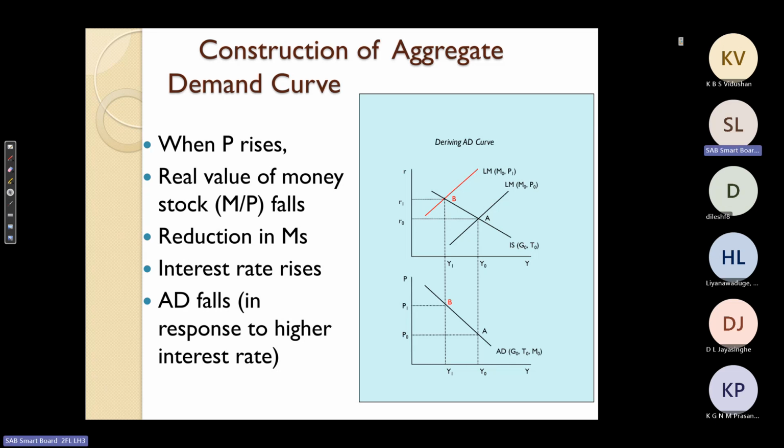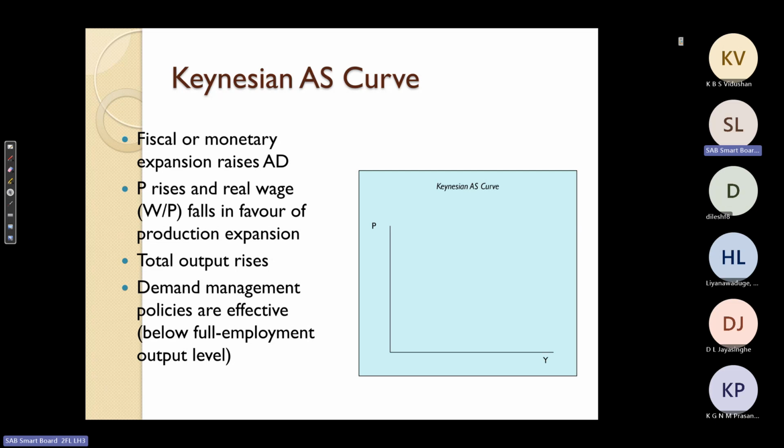Now we assume the price changes. If there is a price change, that affects the LM curve. So based on that, we can derive the aggregate demand. Then the aggregate supply curve.